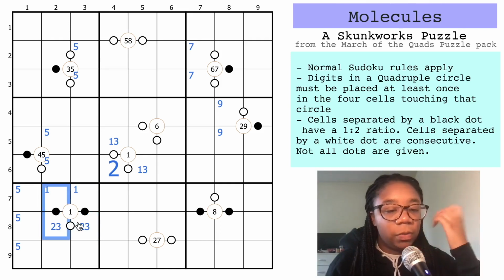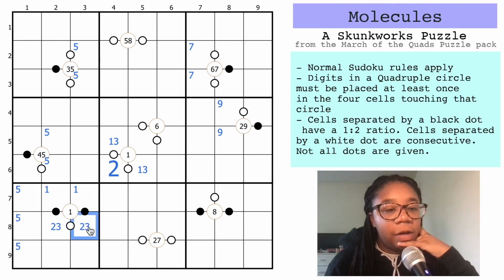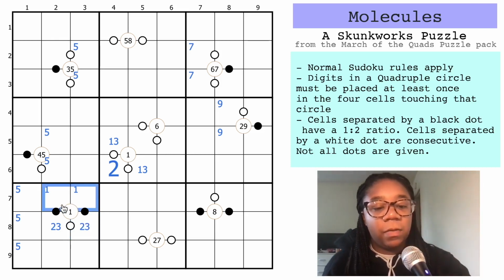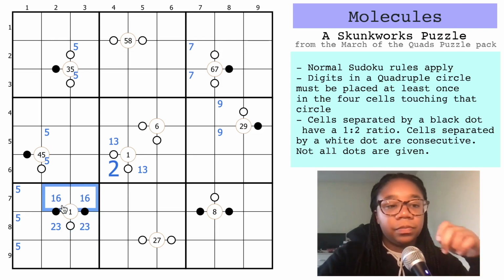And then I know that there is a 6 up here somewhere, because the digit that's in a 2-to-1 ratio with 3 is 6. So I have a 1-6 pair down here.